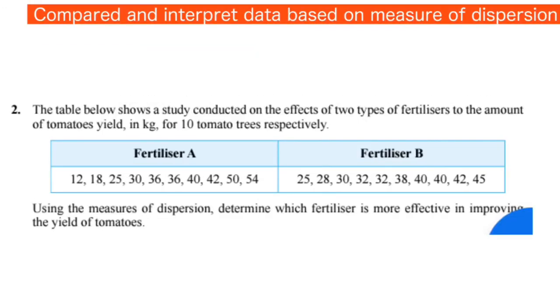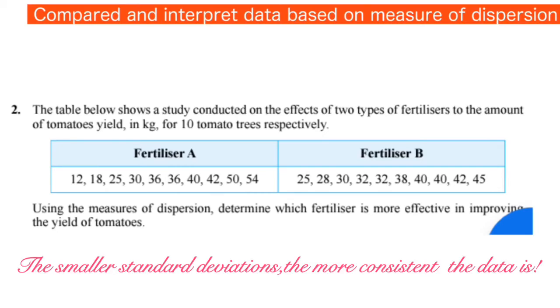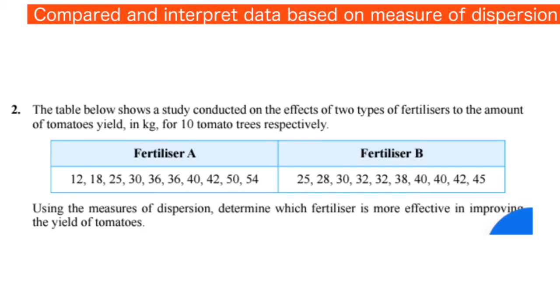For question number 2, you also have to follow the steps. Find the mean and standard deviation for fertilizer A and fertilizer B. Remember the formula I gave to you? If you forgot, please refer back. Then you have to decide whether fertilizer A or fertilizer B is better. So you must compare their standard deviations and choose the smaller standard deviation. The smaller the standard deviation, the more consistent the data is. Remember?